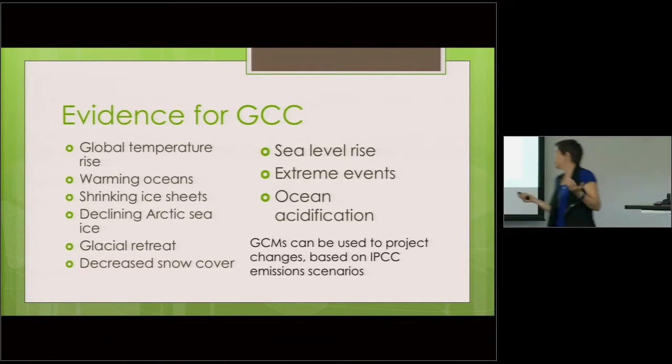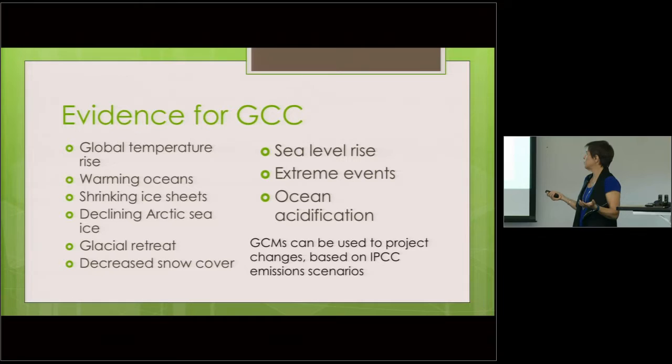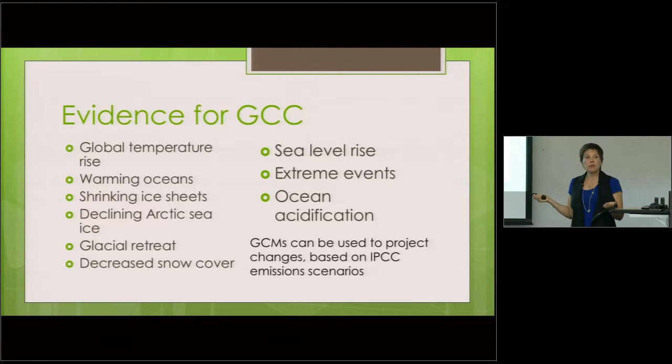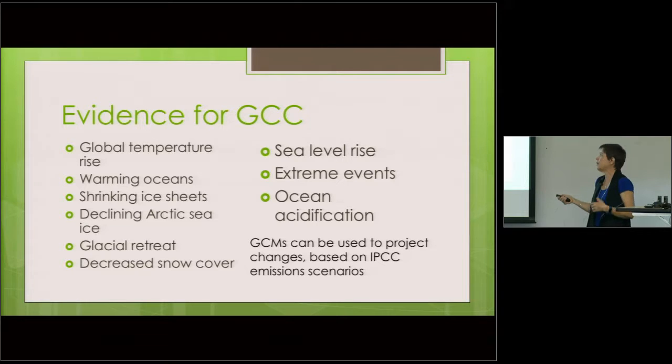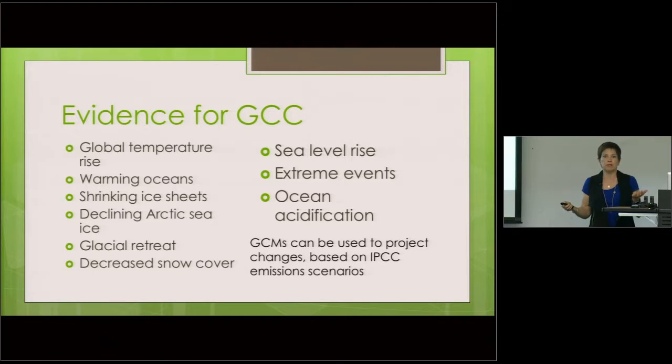So with these models, they can go and do predictions for not only temperature rise, like that previous slide, but how much will the oceans warm? How much will sea level rise? Will there be extreme events? Sea ice. Can we expect there to be no Arctic sea ice? So things like this, they can now model based on those predictions of CO2.